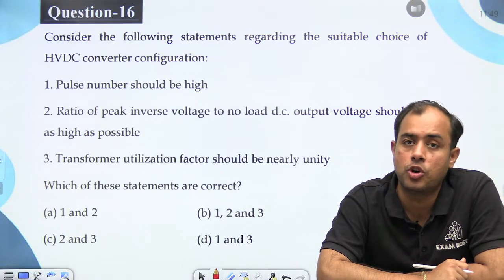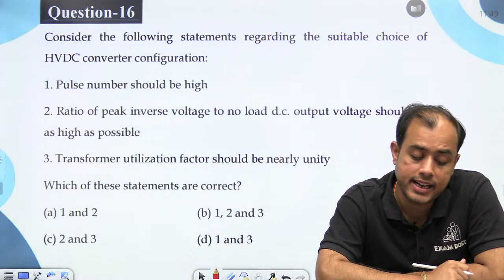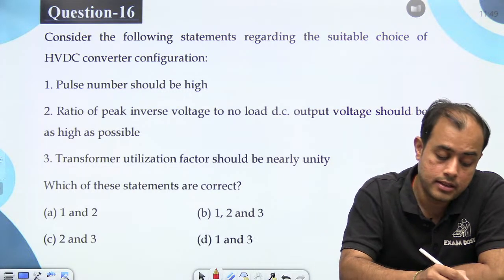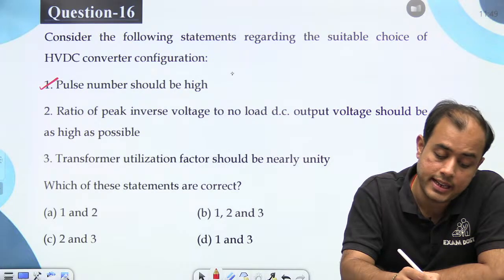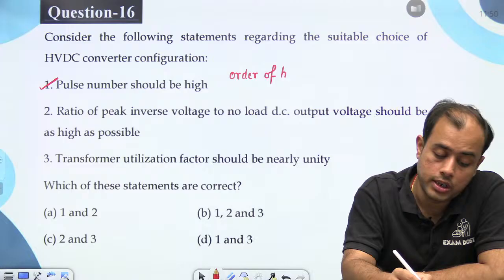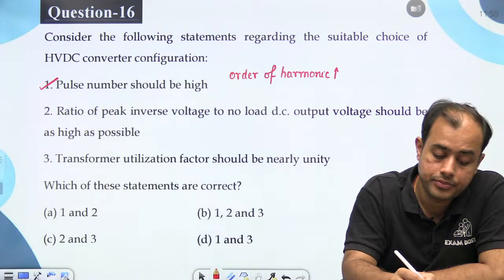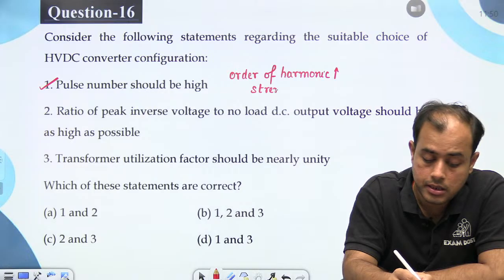ESE 2004, correct statement regarding HVDC converter configuration. Pulse number should be high because order of harmonic increases and strength decreases.